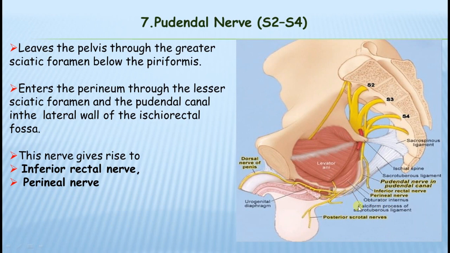Whereas the superficial branch is cutaneous and gives rise to the posterior scrotal or labial nerves. In males they are scrotal nerves, in females they are called the labial nerves. And finally, as I told you, the terminal branch is the dorsal nerve of the penis, or of the clitoris in the case of females. So that is about the pudendal nerve.